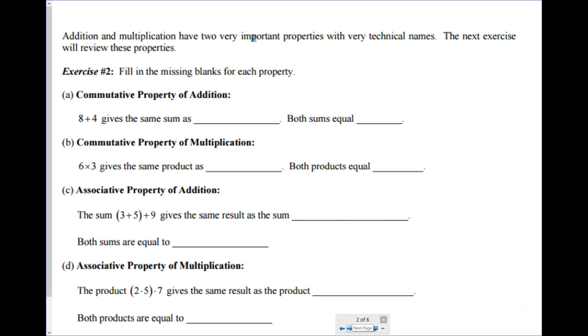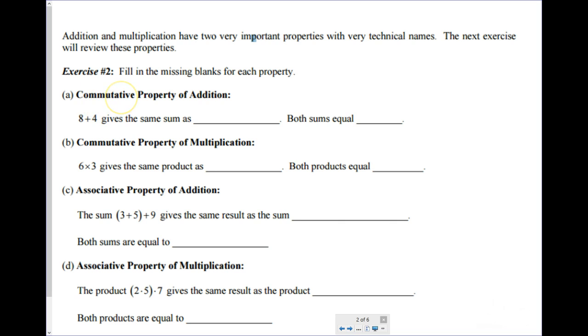Addition and multiplication have two very important properties with very technical names. The next exercise is going to review those properties. Now you need to memorize these terms, and it is part of your vocabulary, which we are going to talk about, and you're going to make flashcards for. But let's take a look at it here in the lesson. So exercise 2, fill in the blanks for each property.